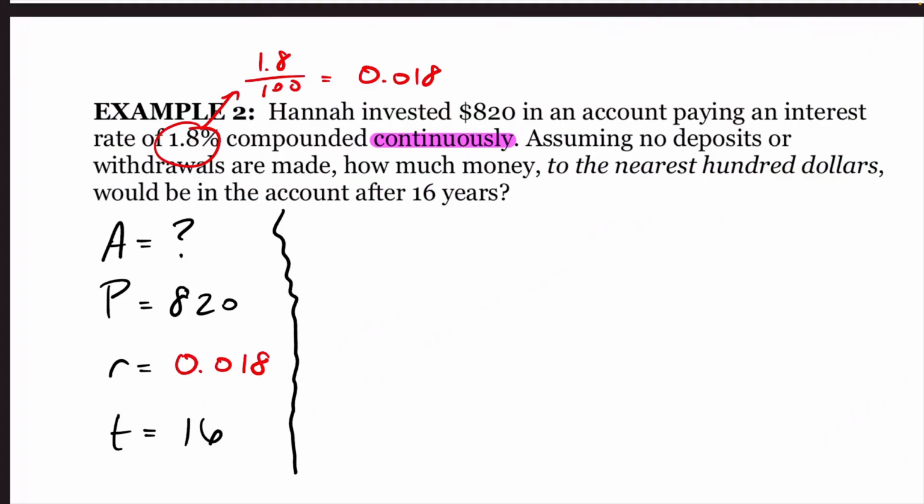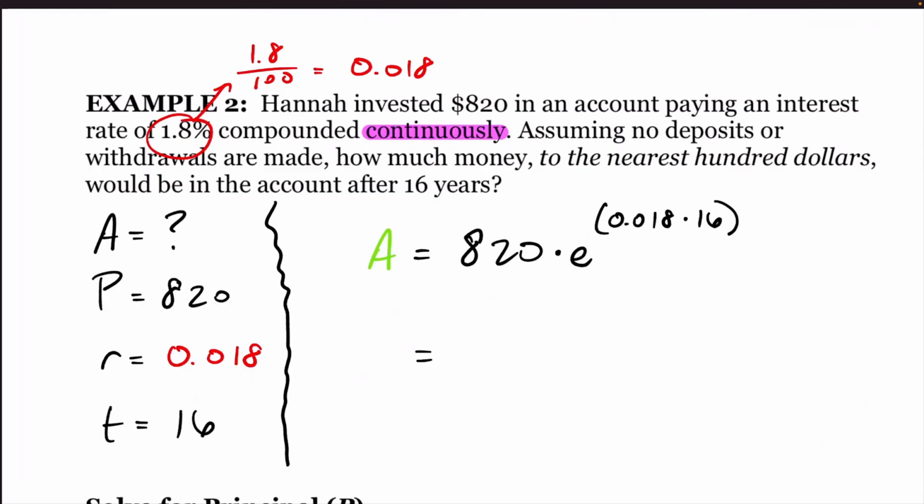A equals P. A we don't know, so I'm going to keep it as A. P was 820 times E. R was 0.018 times 16 for T. That copies this formula right here. E we're just going to leave as E. E is not a variable. E is a button on your calculator. Okay? So we're going to go back to our calculator and I'll show you where all those buttons are.